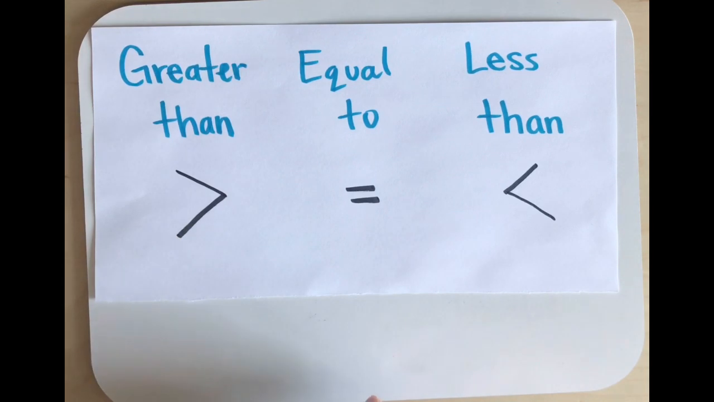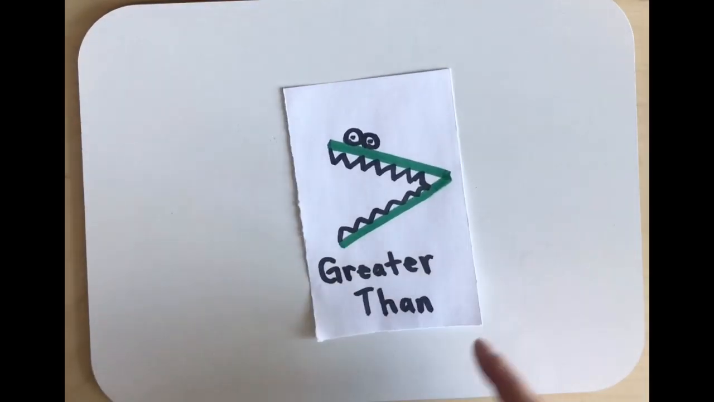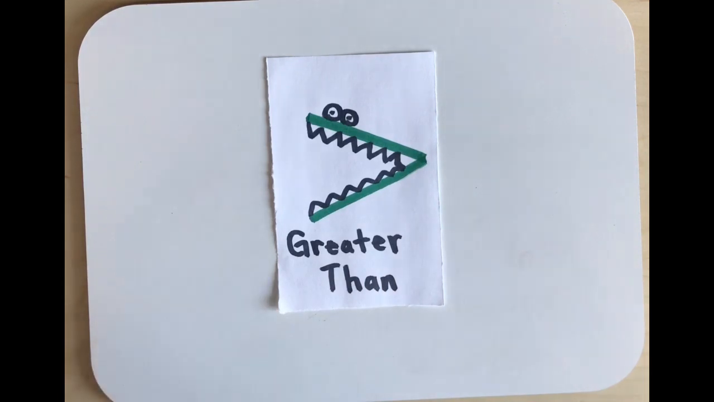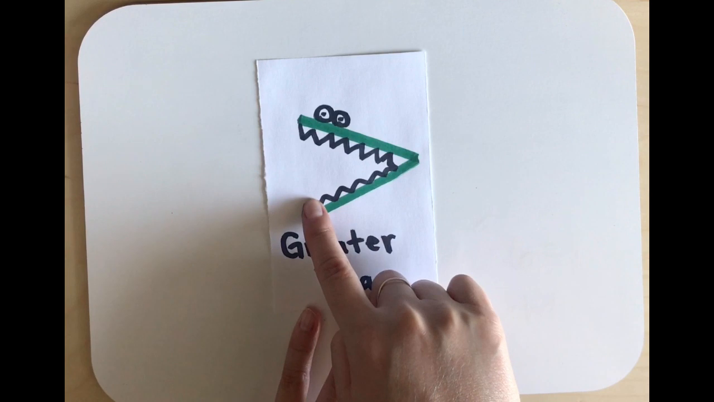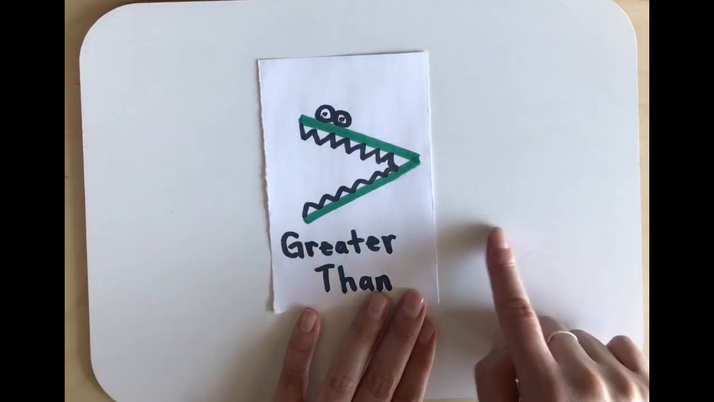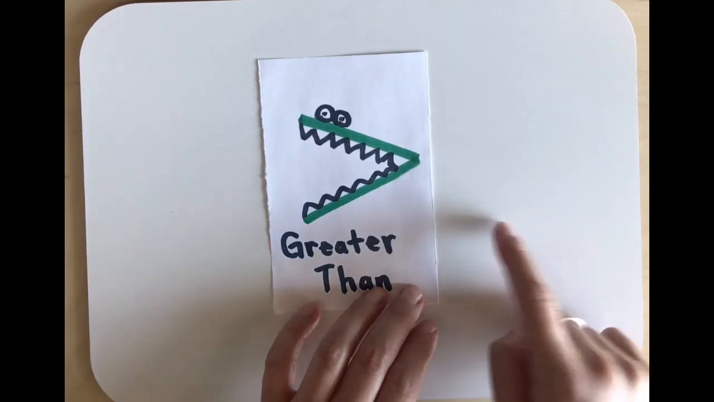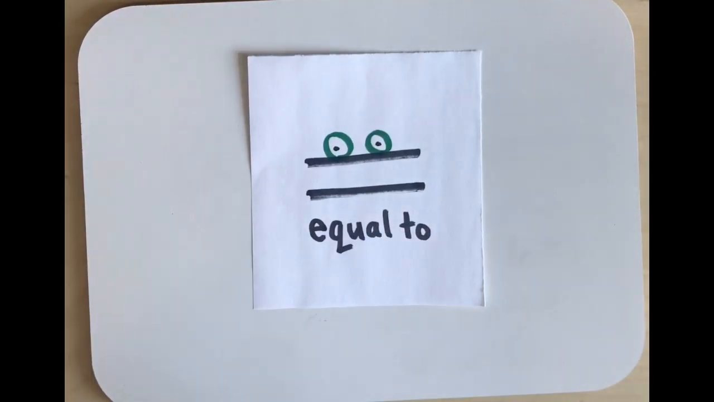Sometimes you will see these symbols like this, and sometimes you will see them like alligators. This is to help you remember that the alligator always wants to eat the bigger number. For example, here the alligator's mouth is open to this side to show that this number on this side would be greater than whatever number we have on the other side. When there's two numbers that are equal, the alligator can't eat either of them because they are equal to each other. One is not bigger than the other. So the alligator, so sad, doesn't get to eat.